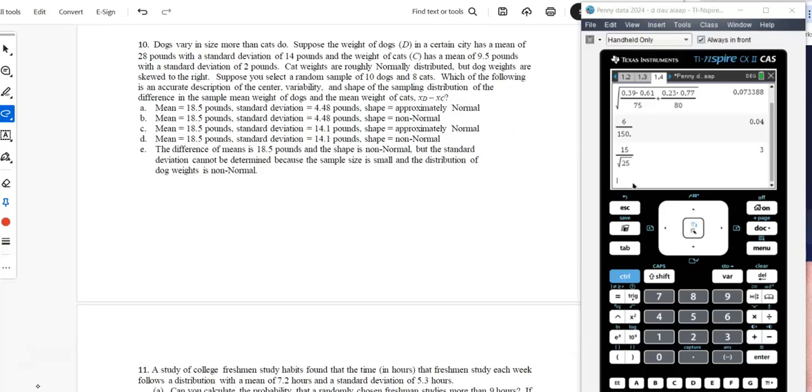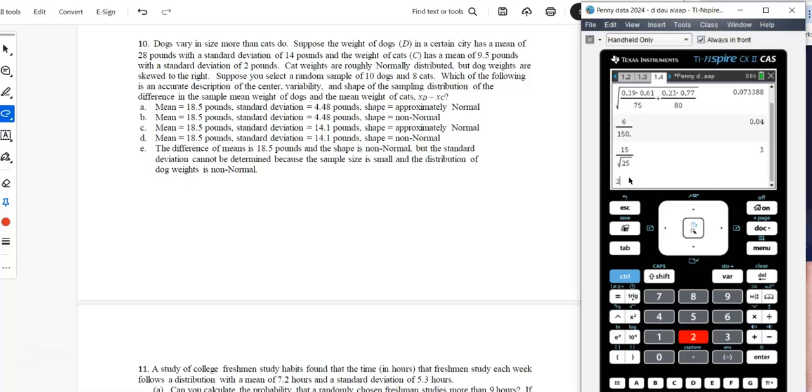Dogs vary in size more than cats do. Suppose the weight of dogs has a mean of 28, standard deviation 14. Cats, mean of 9.5, standard deviation 2. Cats' weights are roughly normally distributed, but dogs' weights are skewed to the right. Suppose you select a random sample of 10 dogs and 8 cats. Which of the following is an accurate description of the center, variability, and shape of the sampling distribution of the difference in sample mean weight of dogs and the mean weight of cats? Okay.